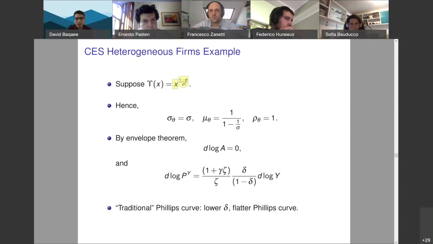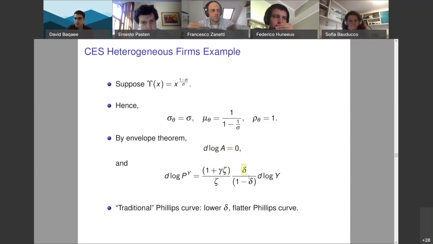Well, because this is isoelastic, the price elasticity of demand is constant for everybody. That means desired markups are constant for everybody, and desired pass-through is complete. That means by the envelope theorem that I showed you at the beginning, aggregate productivity doesn't respond to shocks, which means that the slope of the Phillips curve just depends on the Frisch, and it depends on the Calvo parameter.